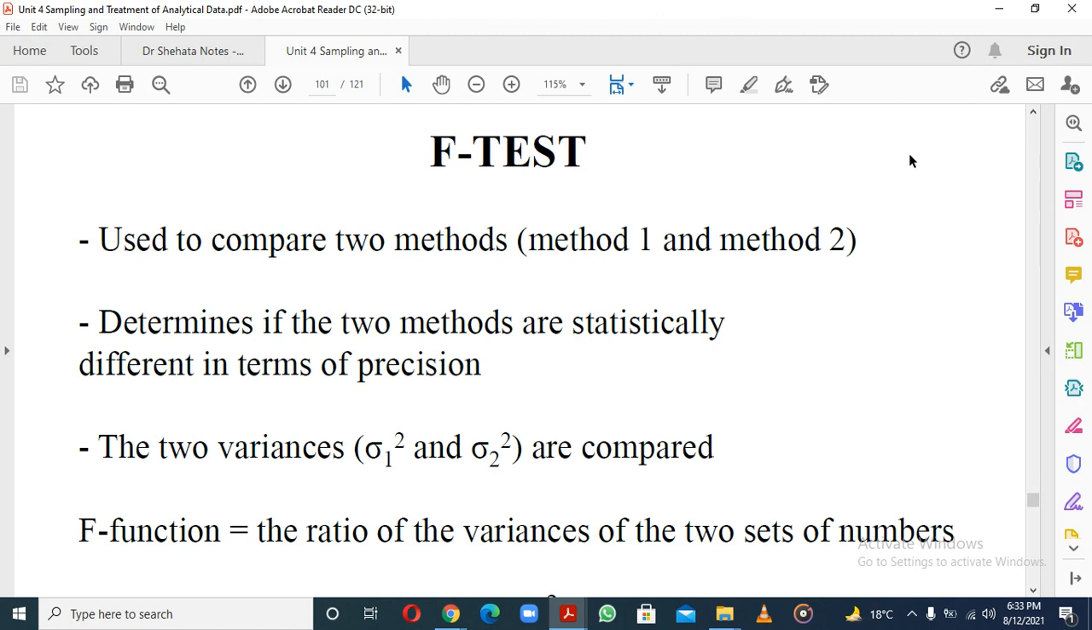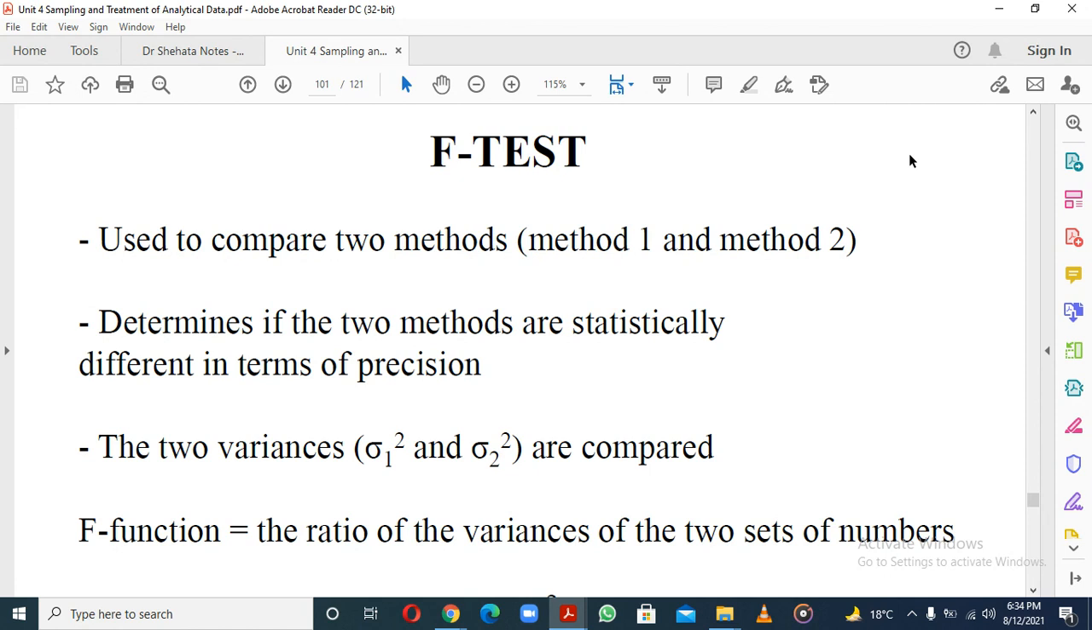Then we now go to the f-test. So remember, know what these tests are for. So what is the f-test for? The f-test is for comparing two methods, of course. So let's say we've got one method, and then you're trying to determine if the two methods are statistically different in terms of precision.